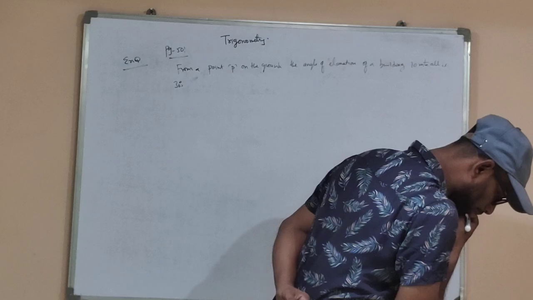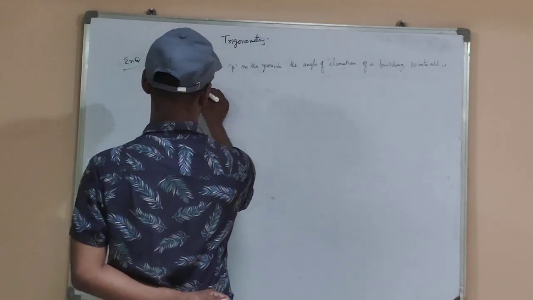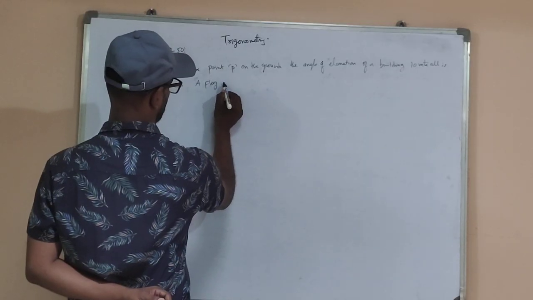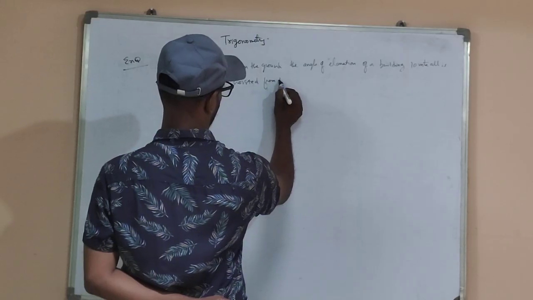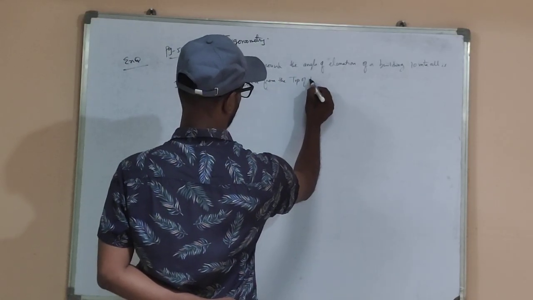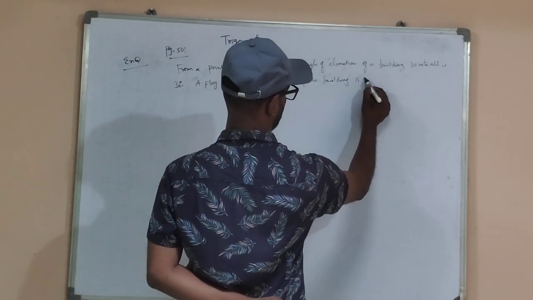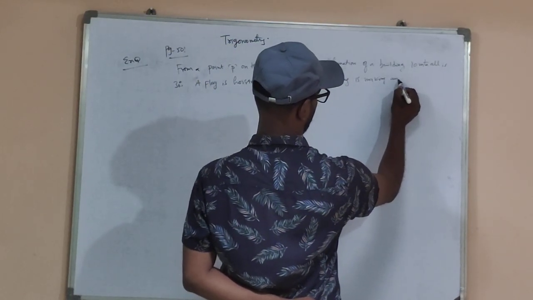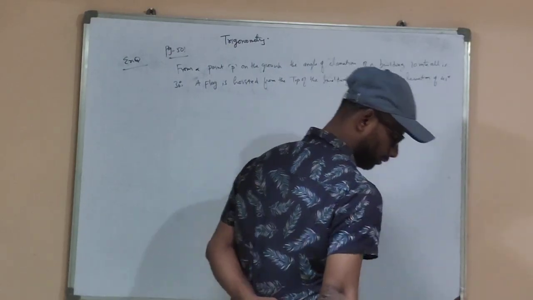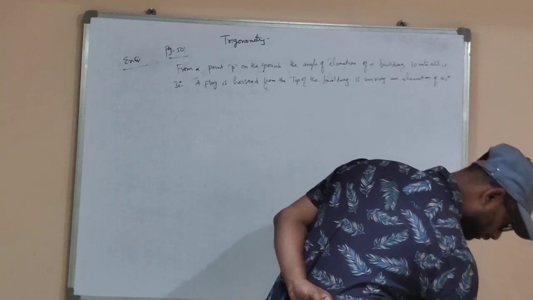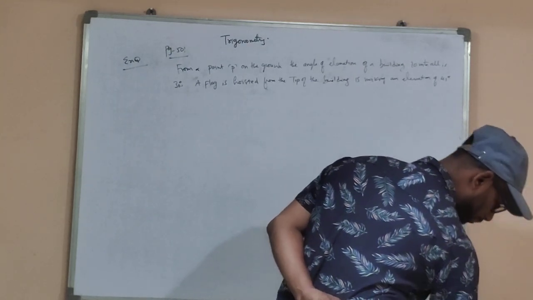A flag is hoisted at the top of the building, and the angle of elevation of the top of the flag is 45 degrees. We will find the length of the flag staff and the distance of the building from the point P.